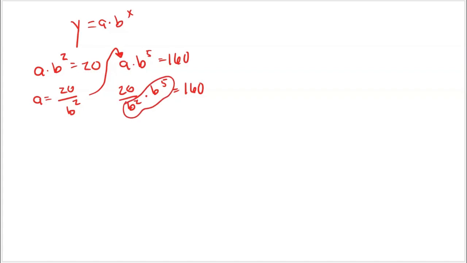B to the 5th over b squared is b to the 3rd. So I get 20 times b to the 3rd equals 160. Divide both sides by 20. I get b to the 3rd equals 8. Take a cube root, or raise each side to the 1/3 power, and I get b equals 2.